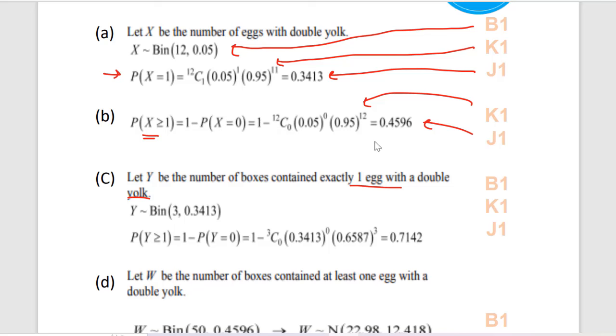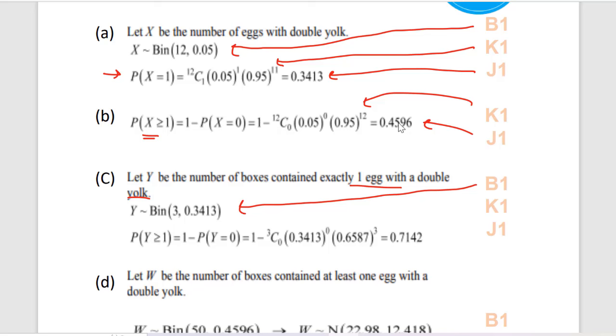So, kita tahulah ini adalah binomial juga. So, N3, P 0.3413. Okay, so ini awak boleh dapat P1. Okay, so kita nak cari probability at least 1. So, probability at least 1 adalah probability Y greater than or equal to 1. Okay, so ini sama juga kita kena guna formula sebab P dia 0.3413.